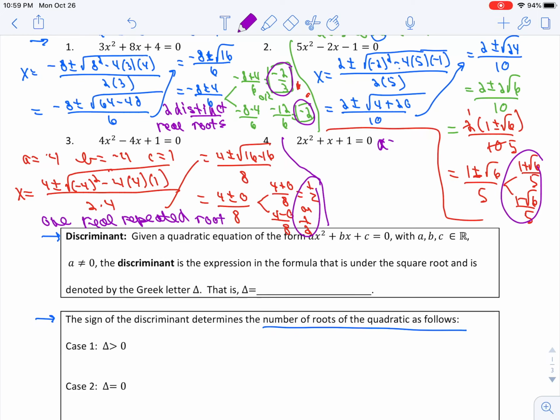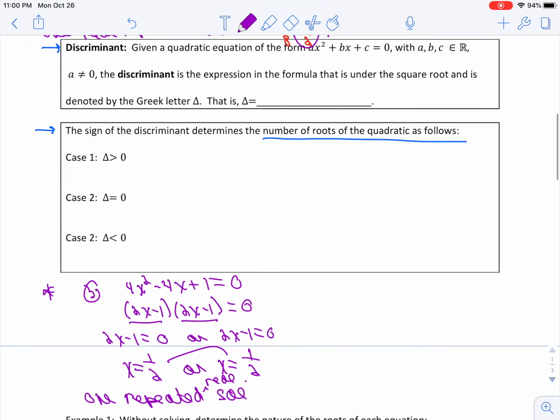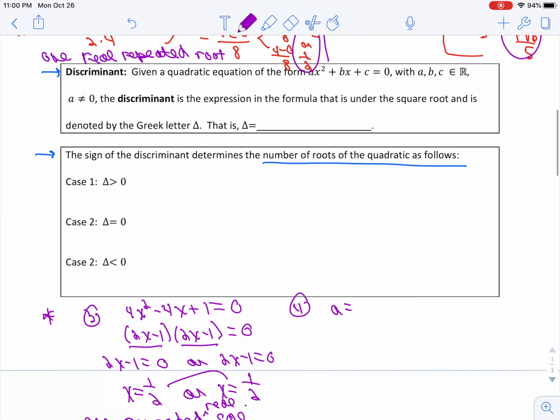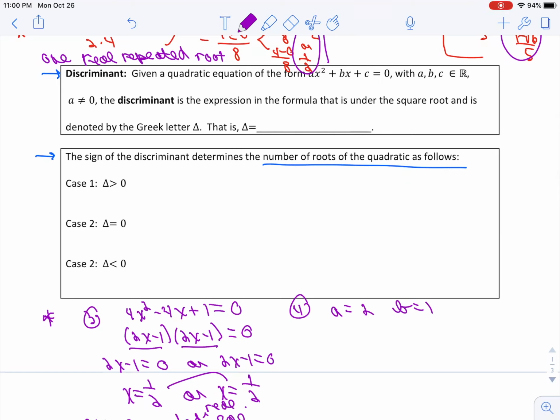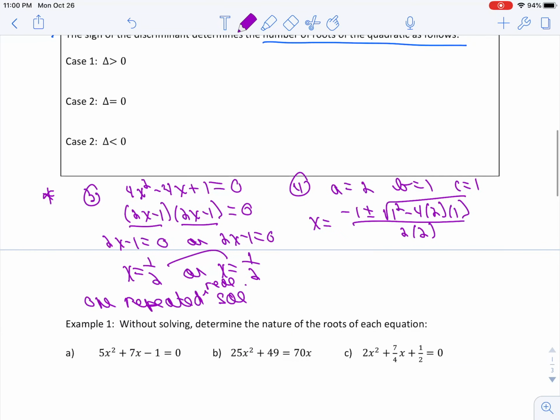So for this one, notice that a is equal to 2, b is equal to 1, and c is equal to 1. So for this one, x turns out to be, in fact, I'm going to take this down to the bottom also. So this is number 4. And again, we had a was equal to 2, b was 1, and c was 1. So x is equal to negative b, so negative 1, plus or minus the square root of b squared, which is 1 squared, minus 4 times a times c, all over 2a.